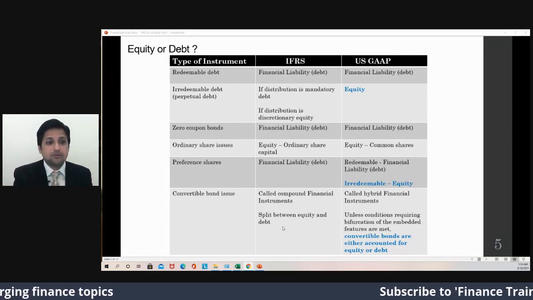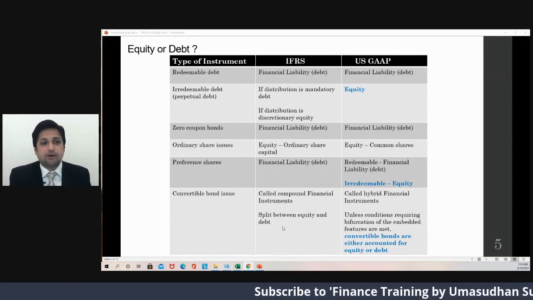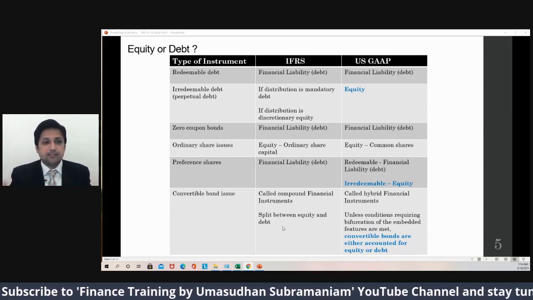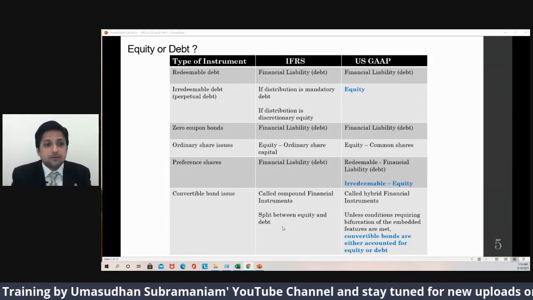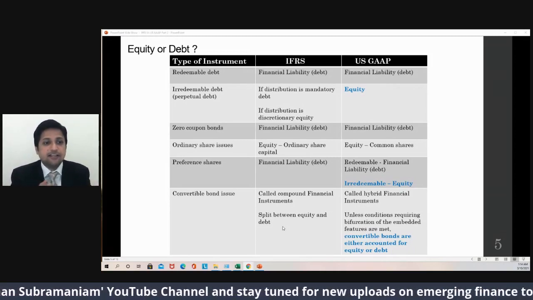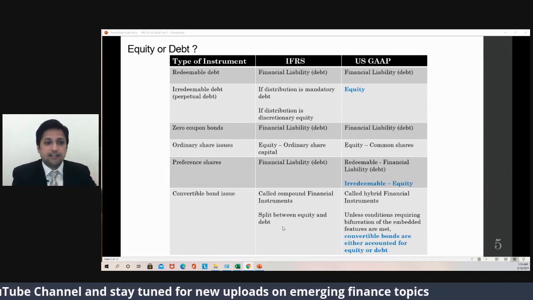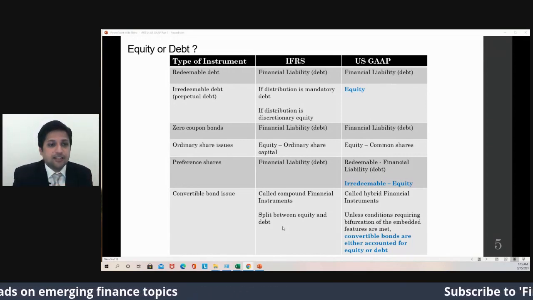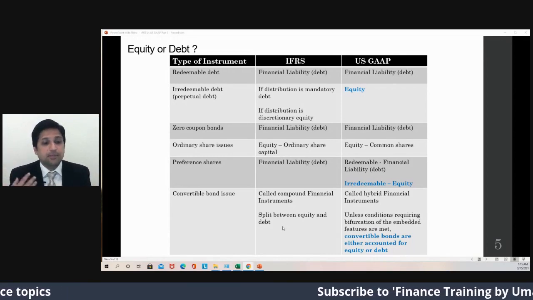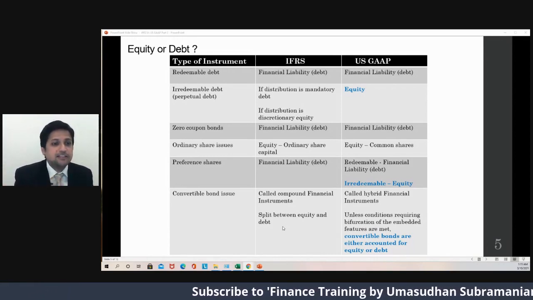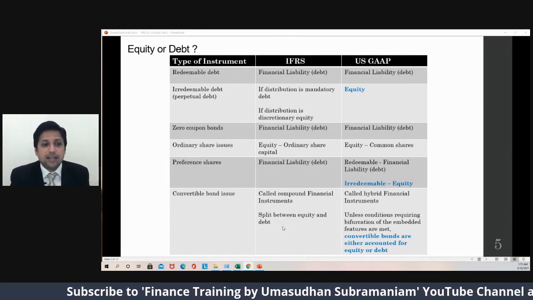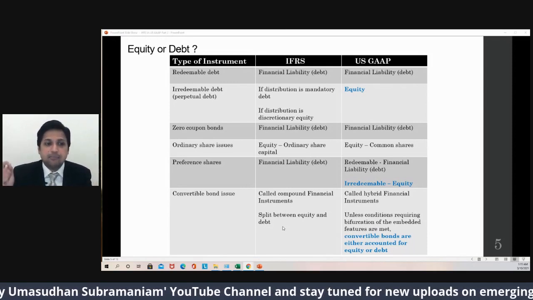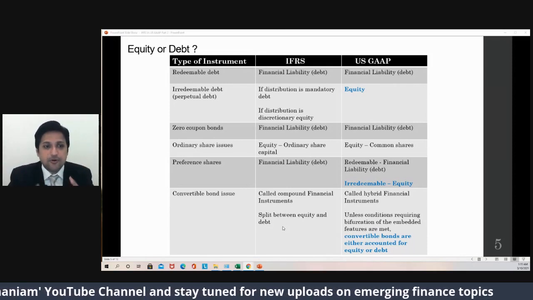Let's move on to zero coupon bonds. What are these zero coupon bonds? These bonds do not pay any coupon interest during the maturity period. However, zero coupon bonds are accounted for as a financial liability both in IFRS and US GAAP because there is going to be a rolled over interest which gets paid at maturity, because zero coupon bonds are usually issued at a deep discount and redeemed at par. And the difference between the issue price and the redemption value reflects the rolled over interest.